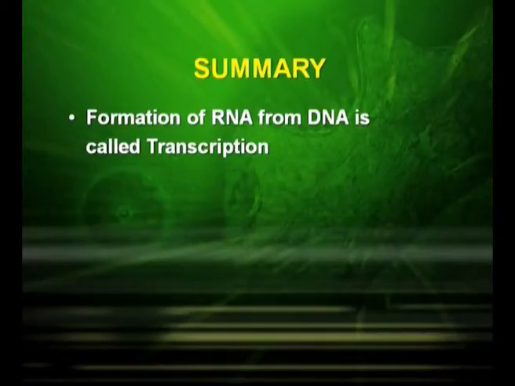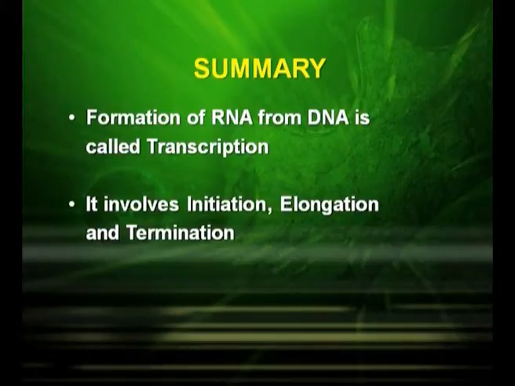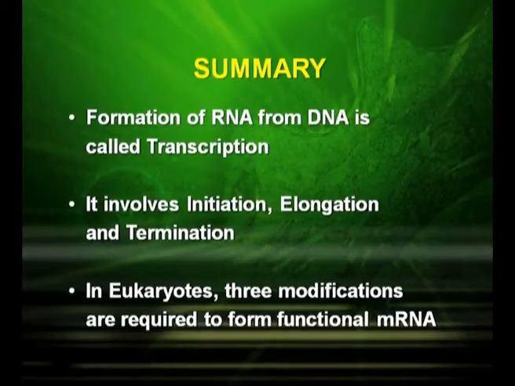So, now let us have the summary of the topics. The formation of RNA from DNA is called transcription. It involves initiation, elongation and termination. In eukaryotes, 3 modifications are required to form functional mRNA.